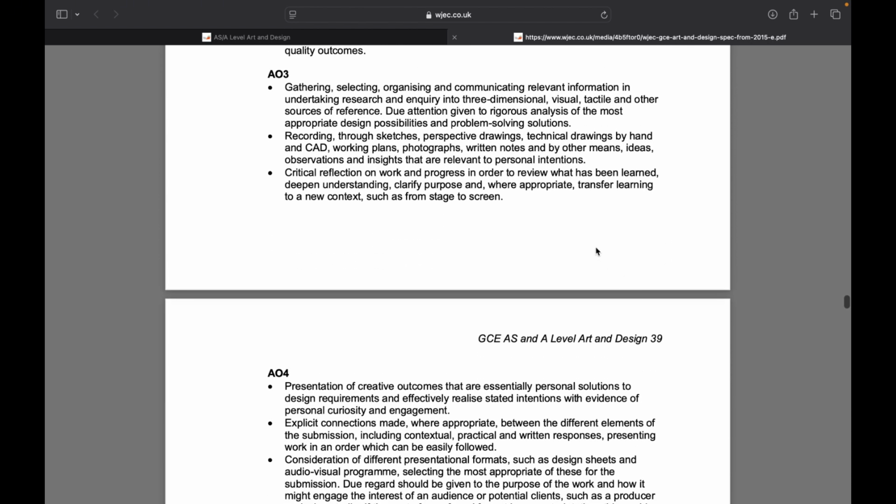AO3 at A level then is the way that you present your work and the way that you organise your work. So have you gathered, selected, organised and communicated relevant information? Have you done that within your research and your inquiry process? Have you used visual, tactile and other sources of reference? And have you given attention to rigorous analysis of the most appropriate design possibilities? Have you gone through maybe your favourite design movement or architecture movement in this case and explained why it's your favourite and how you could be incorporating themes from that architecture into your own design ideas?